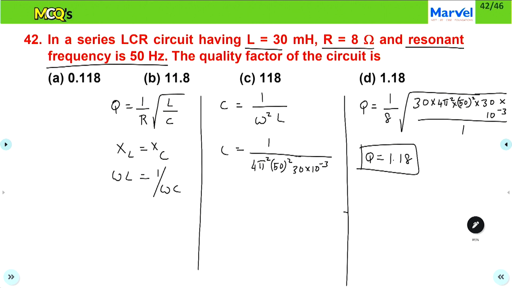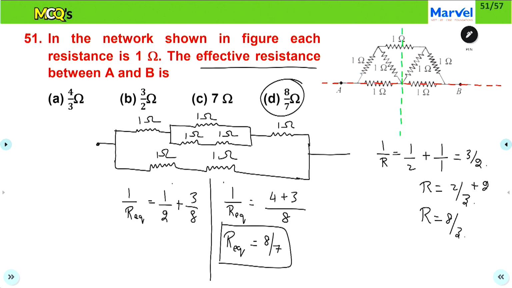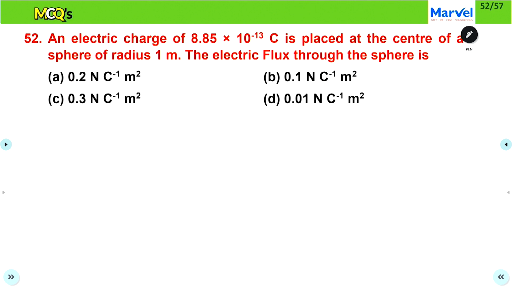See, again we stuck to the basics. We took the equation that is necessary to solve the problem. I extracted the data from there and I plugged everything into that and I got the answer. Okay. So now we move to the next one.